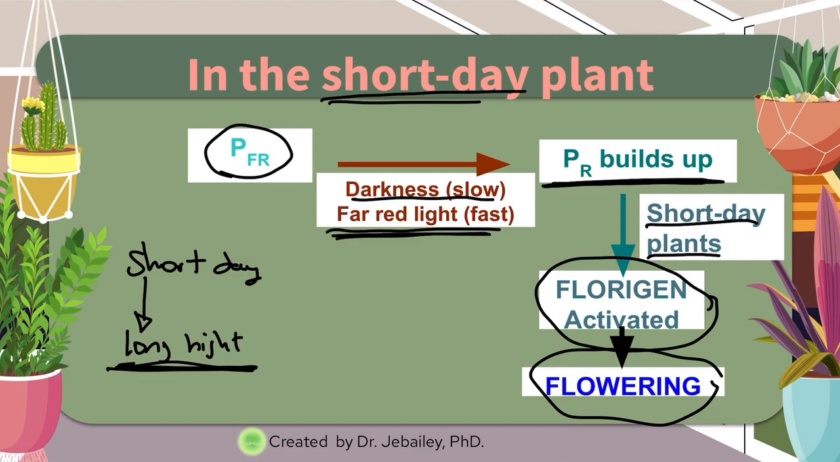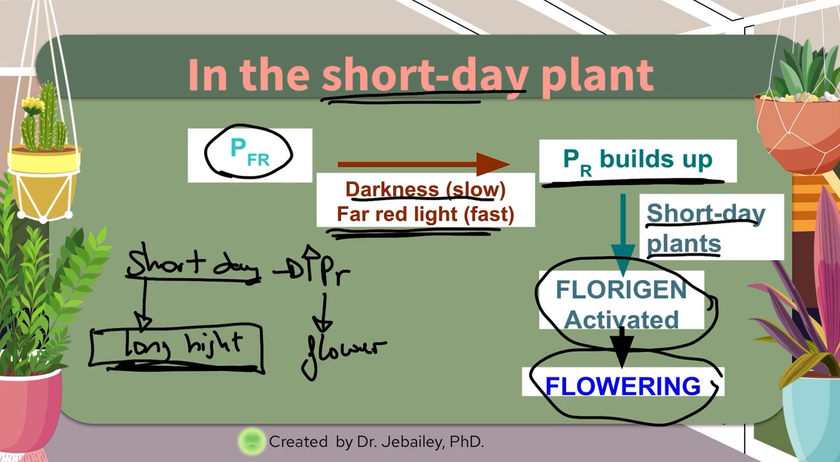So the short day, what does it really want? The short day wants to have a lot of PR. So the more PR it has, the more flower it has. So short day actually wants what? A long night. Why? Because it just wants to turn the PFR into PR. So you want to make a lot of PR in order to flower.